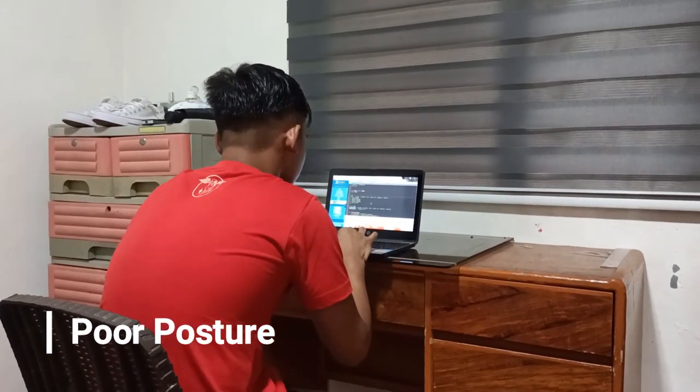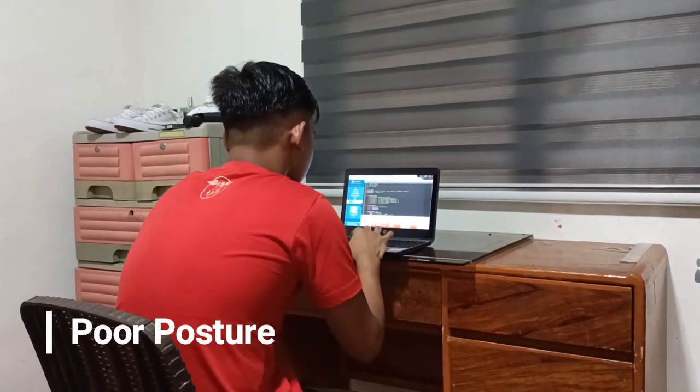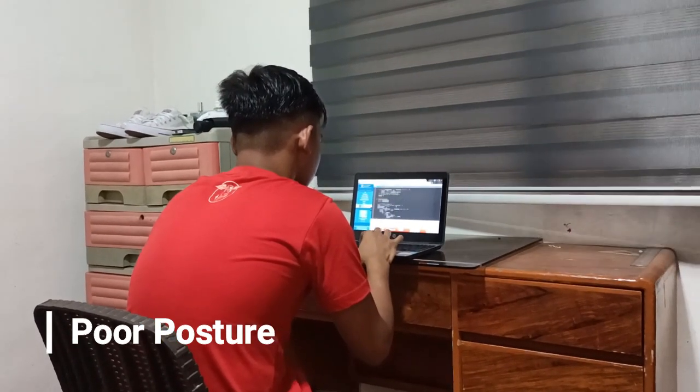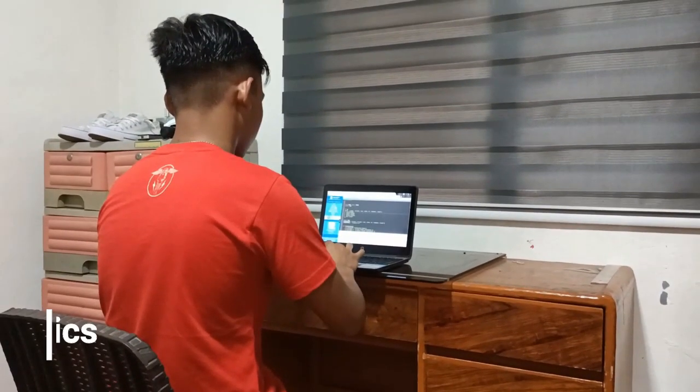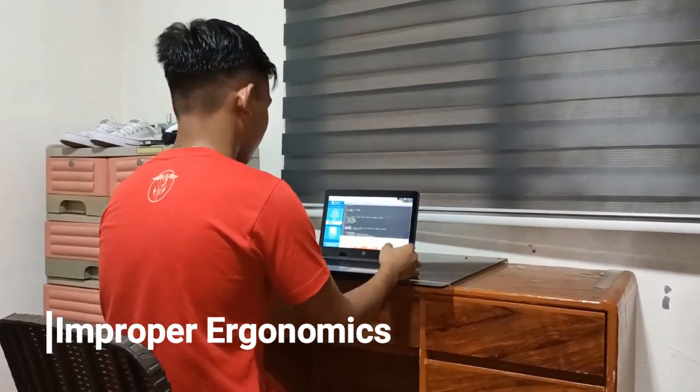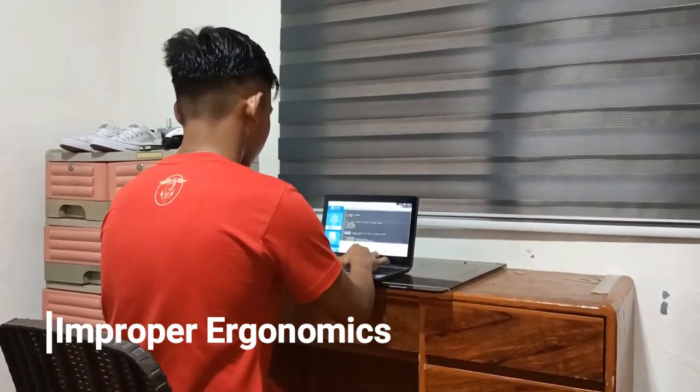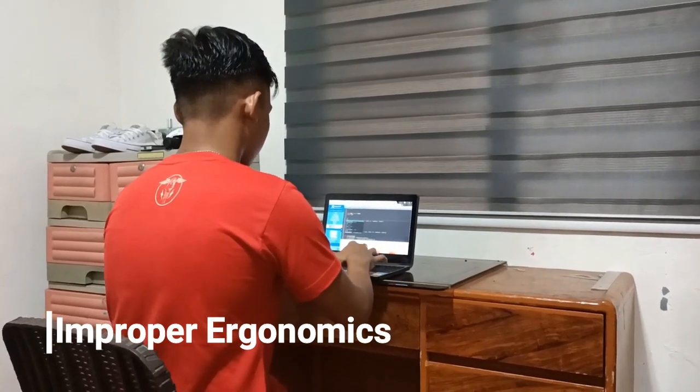Second, poor posture. Due to prolonged sitting, maintaining proper posture is hard. Slouching or hunching over the keyboard can add stress on the muscles and joints in our back that can lead to a feeling of discomfort. Third, improper ergonomics. Using equipment that is not ergonomically designed can lead to back pains. This includes using chairs that do not provide proper support and using a desk that is too high or too low. To avoid back pains, here are some steps that we can do.